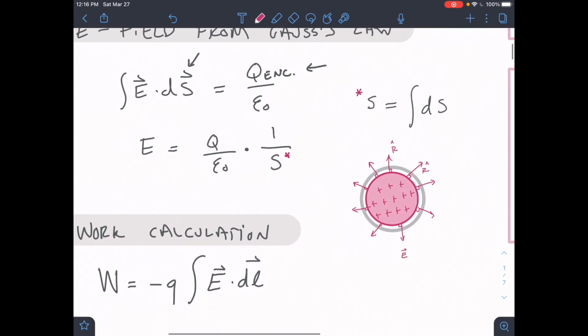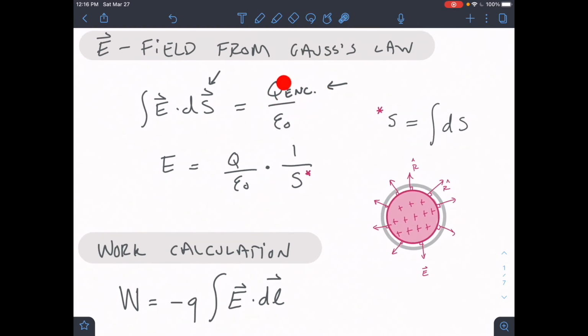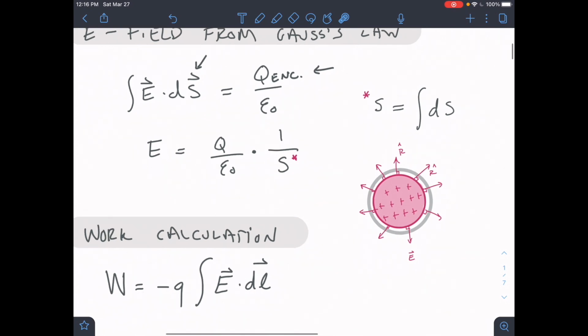There are usually two parts of this problem where the math gets a little dicey: you have to find the enclosed charge and then calculate the surface. And this is essentially how you would solve for E. You would integrate and find the surface, and then you would divide the enclosed charge, Q enclosed, over epsilon naught, which is the permittivity of free space. So you divide that by the surface.